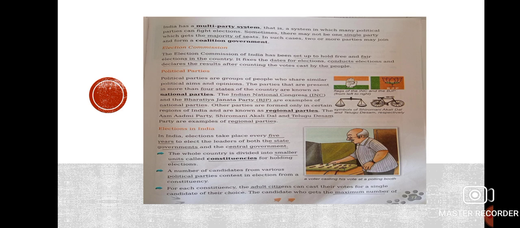Now what happens? First constituencies are made, then people from different parties participate as contestants. Then every adult citizen can cast their vote for one person. Then the results are counted and any one person or a particular party wins and becomes MP or MLA.